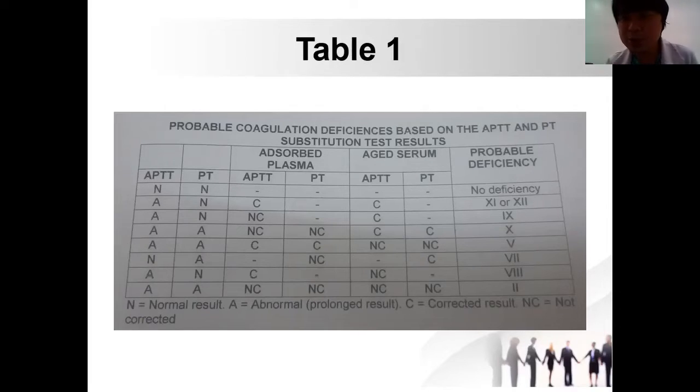But since the adsorbed plasma does not have the addition, because factor 10 is vitamin K dependent, it was absorbable. Therefore, it still had an abnormal APTT and prothrombin time. Therefore, the result was still not corrected. So our answer was definitely correct.